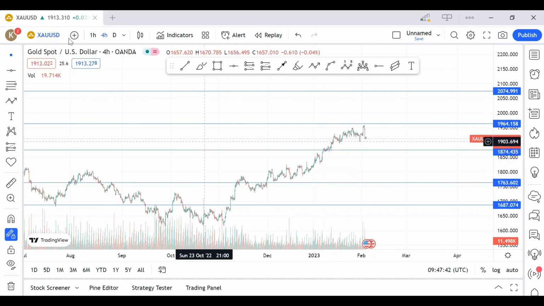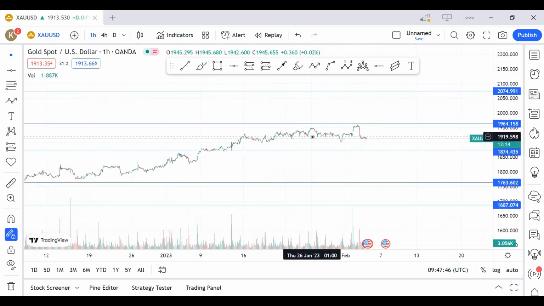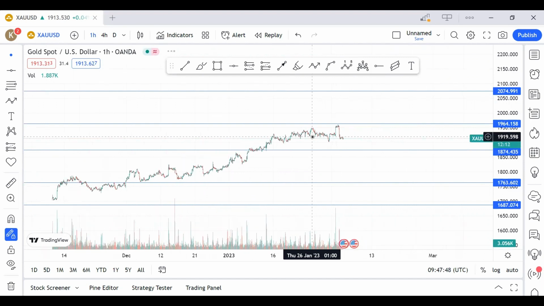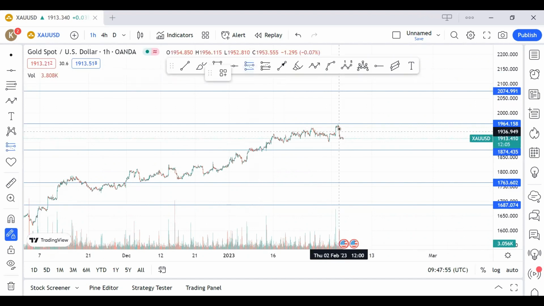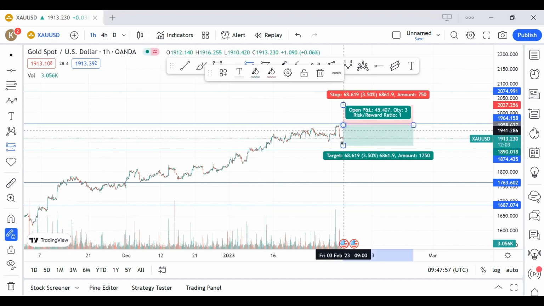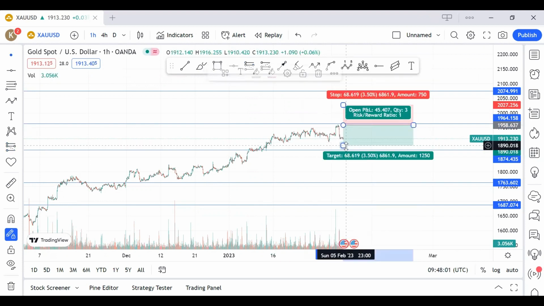So let's move to a 1-hour time frame. With this strategy, guys, you will never go wrong. And actually, there's nothing to analyze here, because the market is highly respecting this level here, highly respecting these zones, highly respecting this strategy.